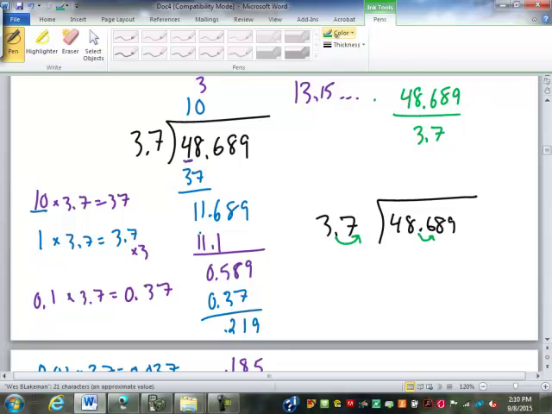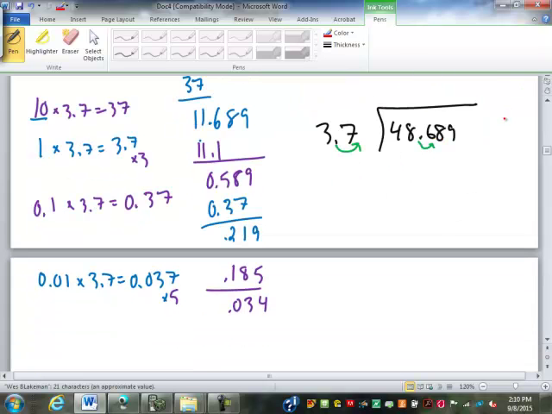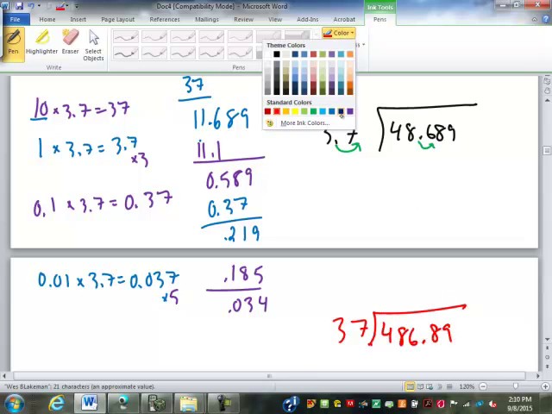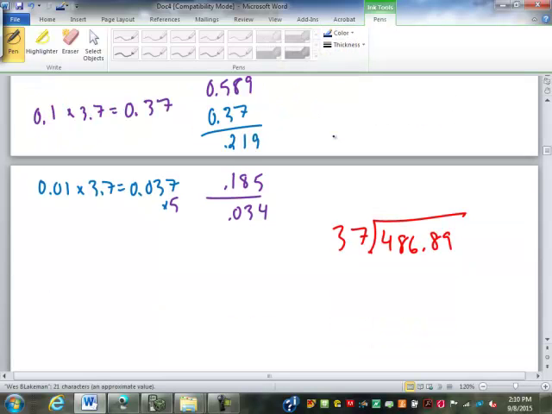So if I'm looking at that fraction, if I want to get rid of the decimal point down here, I just multiply by 10, moves it over a spot. But if I multiply the bottom, I got to multiply the top. So there's 2 decimal places, I'd multiply by 100, top and bottom. So this now becomes 37 into 486.89. And let's say I want that to the nearest thousand.